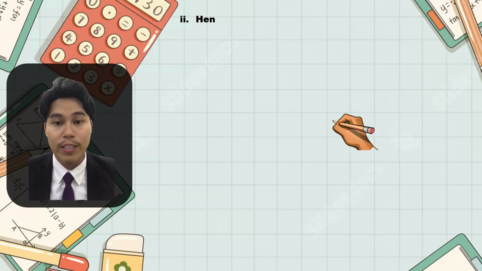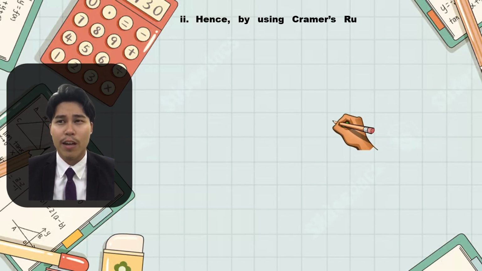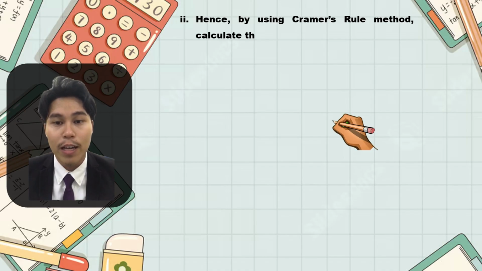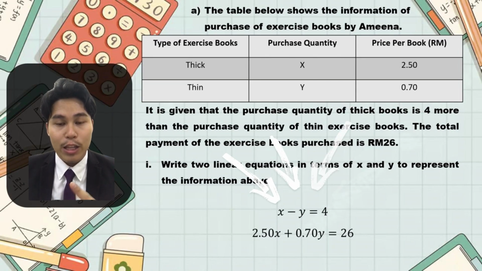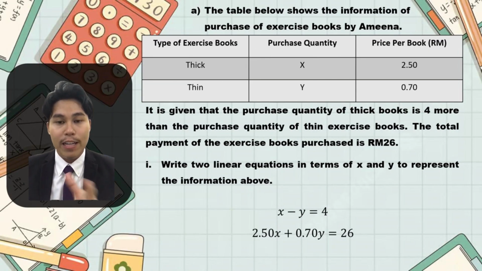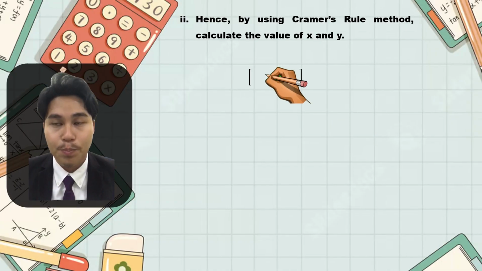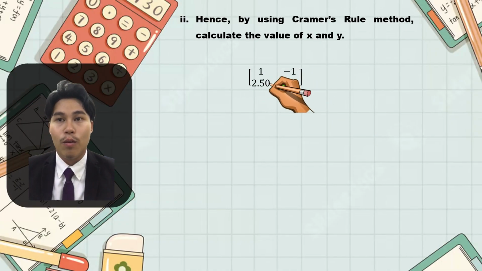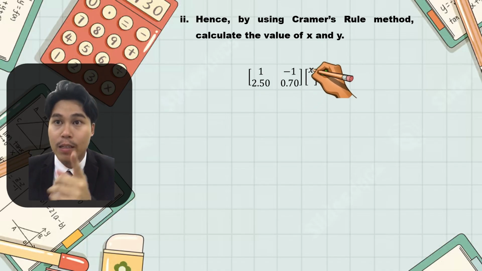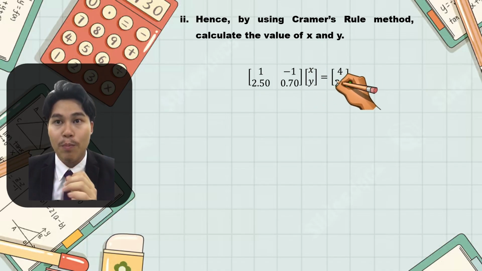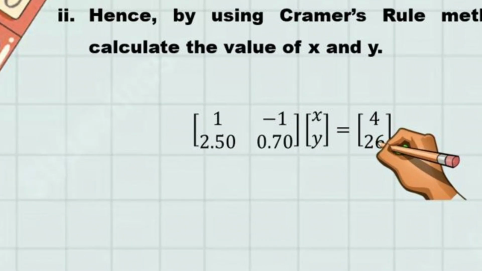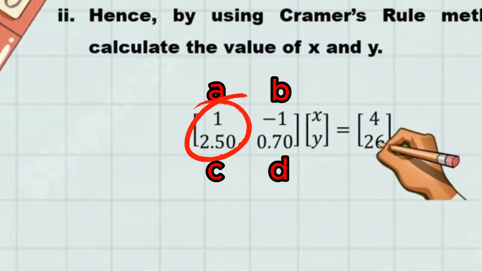Now we take a look at question A2. Hence, by using Cramer's rule method. Now if we take a look at question 1, there are 2 linear equations. We arrange it into matrix form, and we label the matrix form into A, B, C, D, and 1. 2.50 for x, negative 1, 0.70 for y.